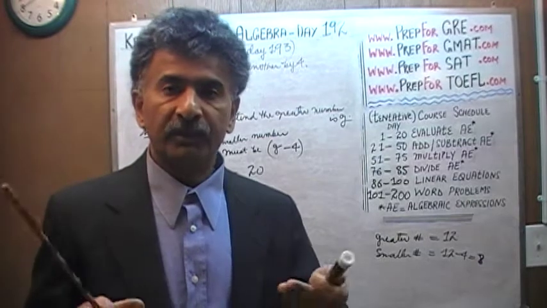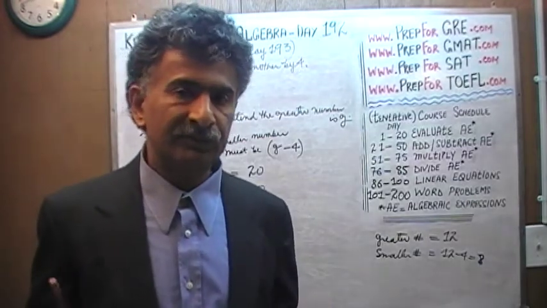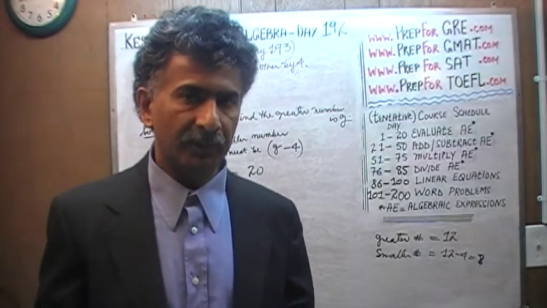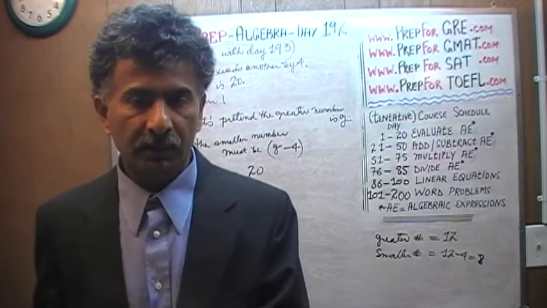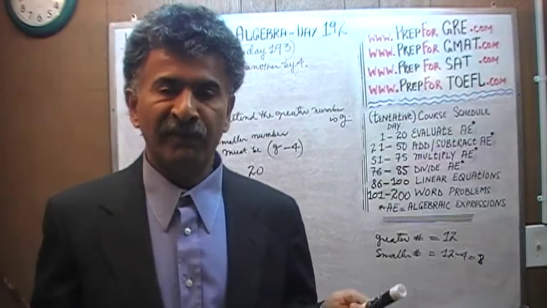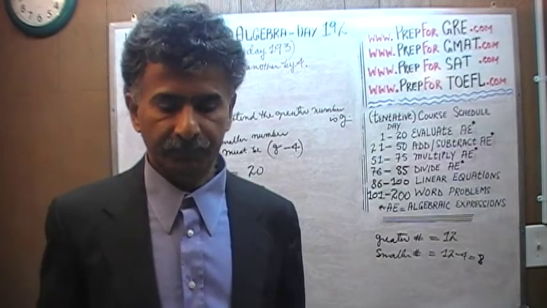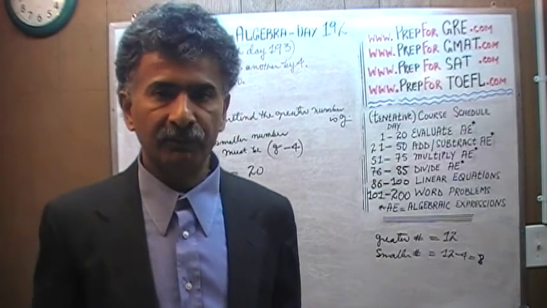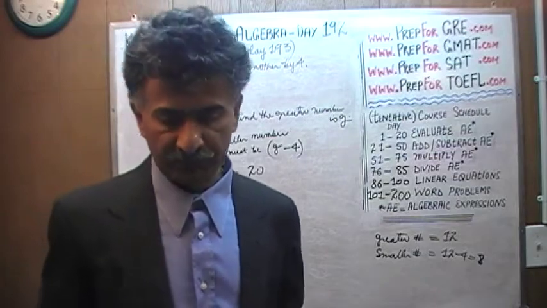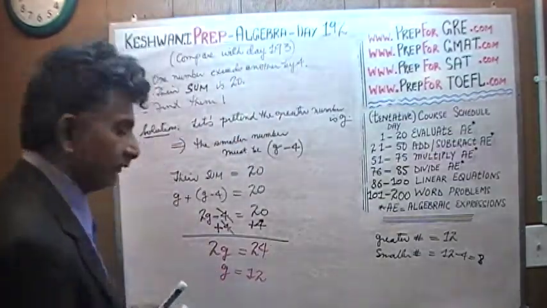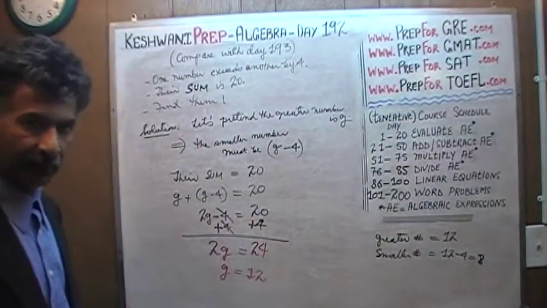Now we're going to solve the problem again where these two unknowns, the greater number and the smaller number, will in fact have their own unique, separate, independent identity. That method is called simultaneous equation. Let's do the same problem again with the simultaneous equation.